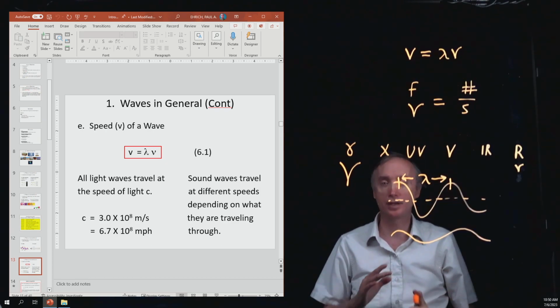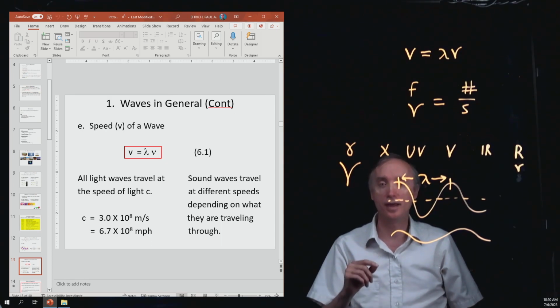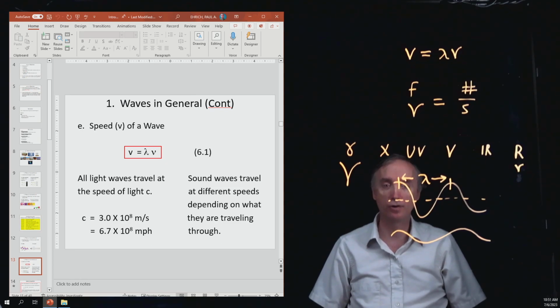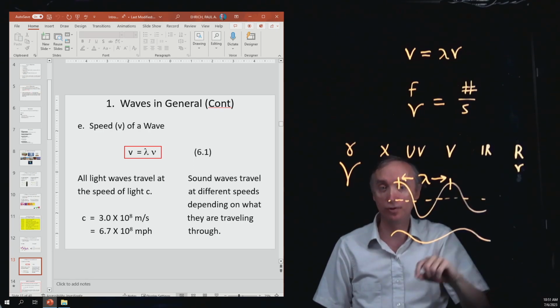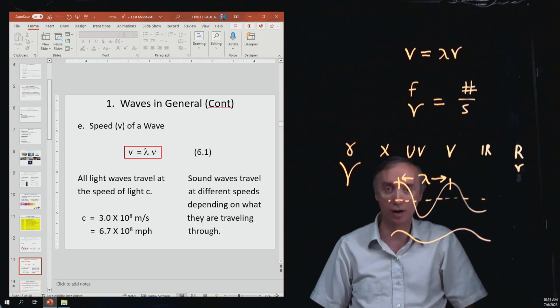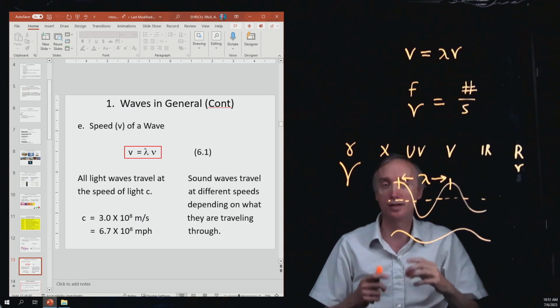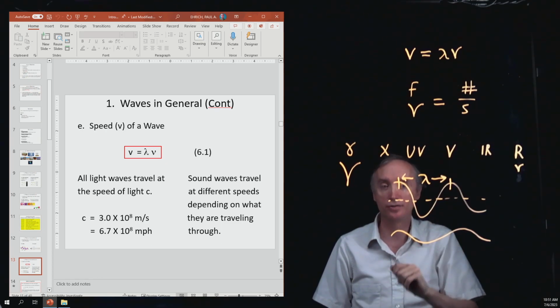Now, for any mechanical wave, which we're not interested in, they have unique speeds depending on what they're going through. So an earthquake wave may travel at 100 miles per hour if it's going through limestone, but it might travel at 200 miles per hour if it travels through granite, for example, which is a different kind of rock. So mechanical waves, because they're carried by the material that they're traveling through, travel at different speeds through different materials. Okay, but light waves are a different story.